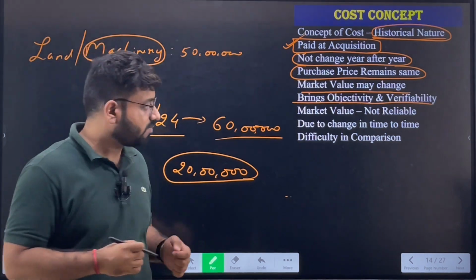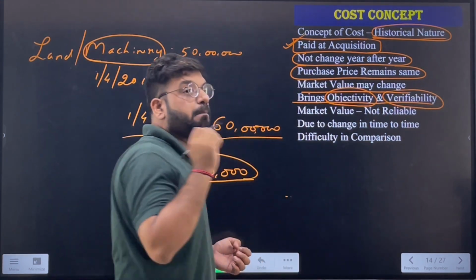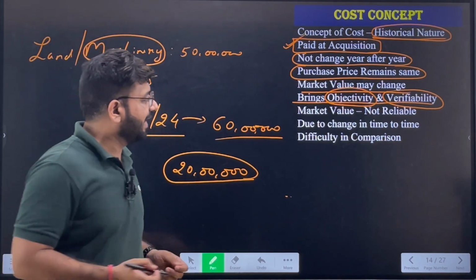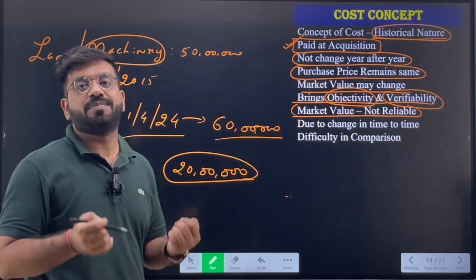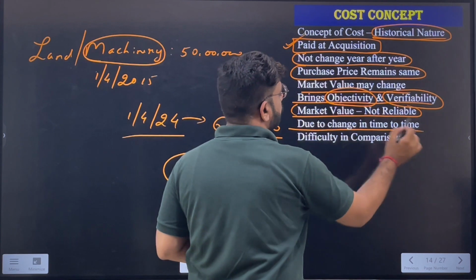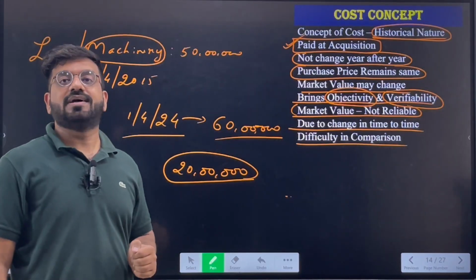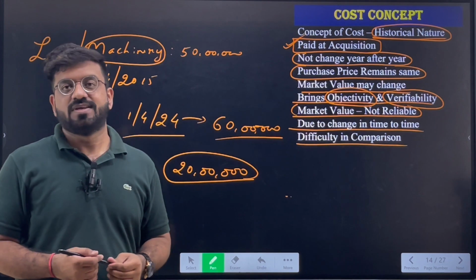Is that okay? Now, it is easy in objectivity. We can easily verify it with the actual amount we had spent at the time of purchasing that asset. Next, the market value is not reliable. As I just told you, it depends upon demand and supply, so it can't be relied upon. Next, due to the change from time to time, there is difficulty in comparison. Obviously, because of the changing market value, we can't compare it with the actual cost of that particular asset. So that's why it has to be recorded at the cost and the amount which we had spent initially at purchasing the asset. So this was the cost concept.